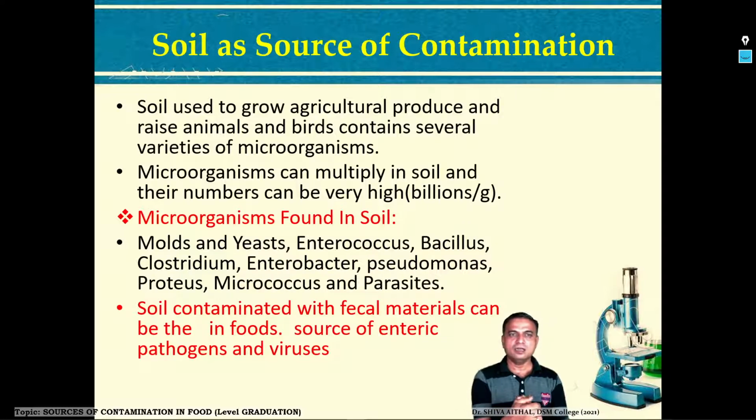As you know very well, soil is a main part of agriculture. Soil is used in agriculture to produce and raise plants, and even animals, because animals have to be fed with plant materials. The birds are given grains, etc., which harbor, transfer and transport a variety of microorganisms. Microorganisms can multiply in soil, and they can be in billions. One gram of soil minimum contains 10 raised to 8 to 10 raised to 12 microorganisms per gram. So it is a huge number.